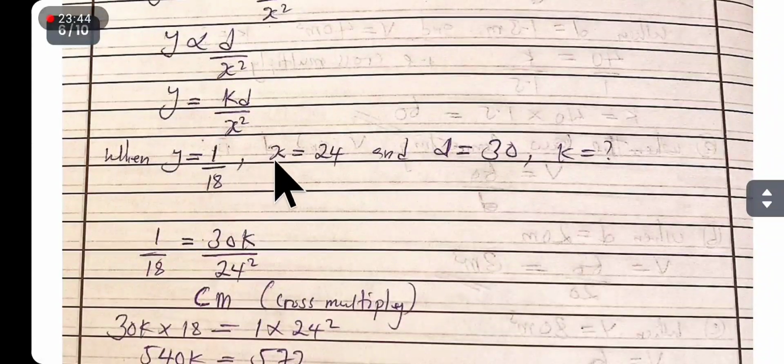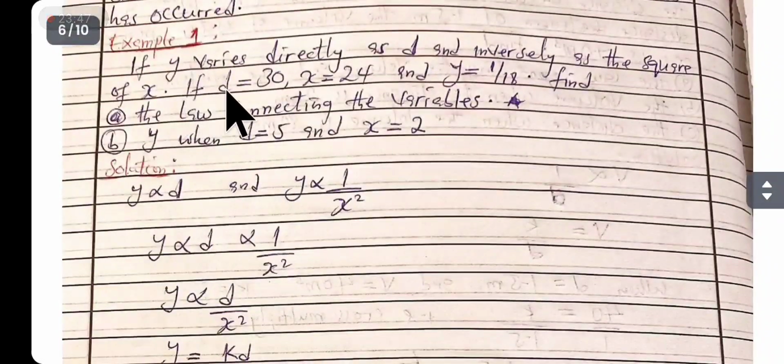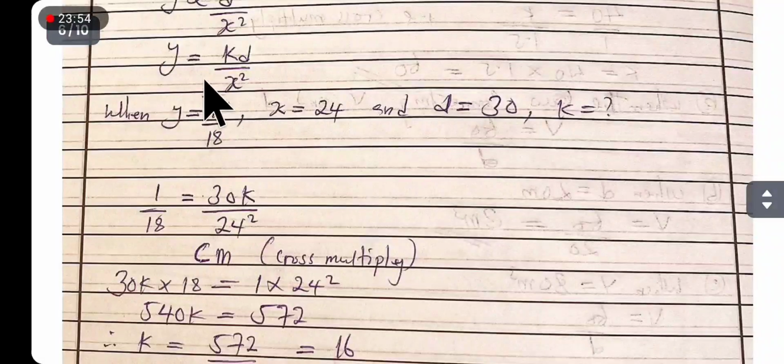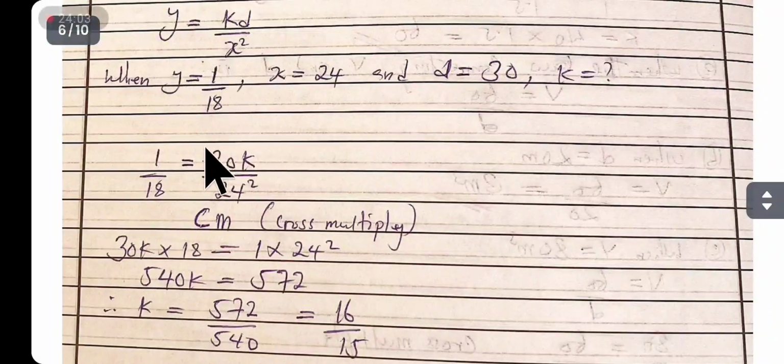From the first statement, d is given, s is given, and y is given. We use those values to find the value of k. So y is this, x is this, and d is this. k is what we want to find. So y is 1 over 18 equals d, which is 30, times k, all over x, which is 24, squared.